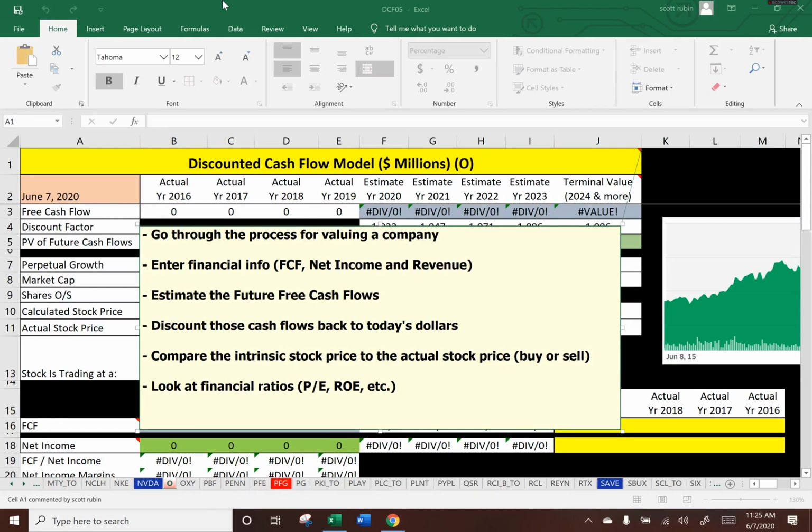We're going to look at Realty Income, and I'm going to walk you through the process of valuing a company. We're going to actually enter the financial information into the model. I'll show you where to get it.